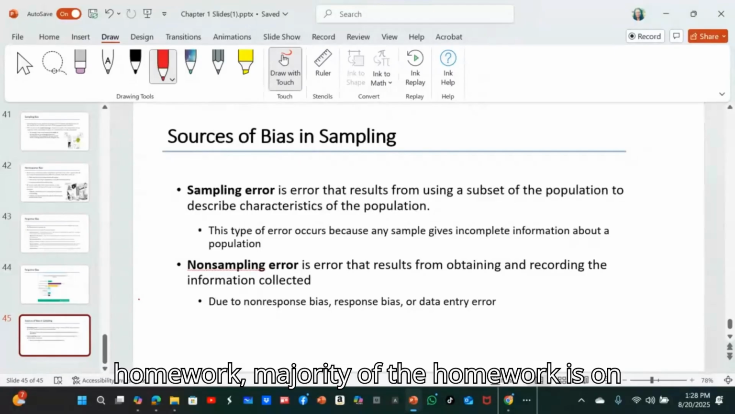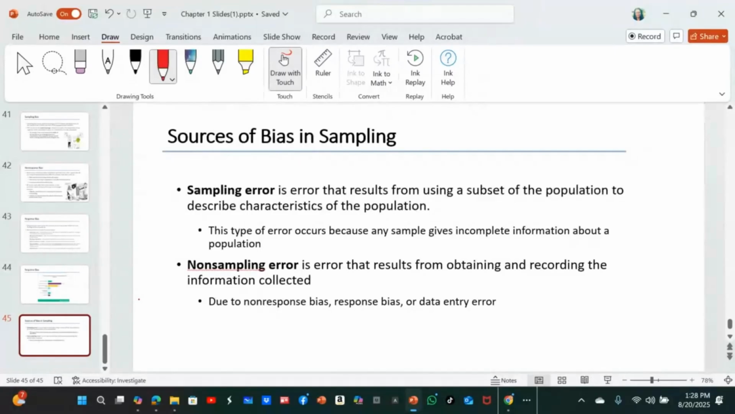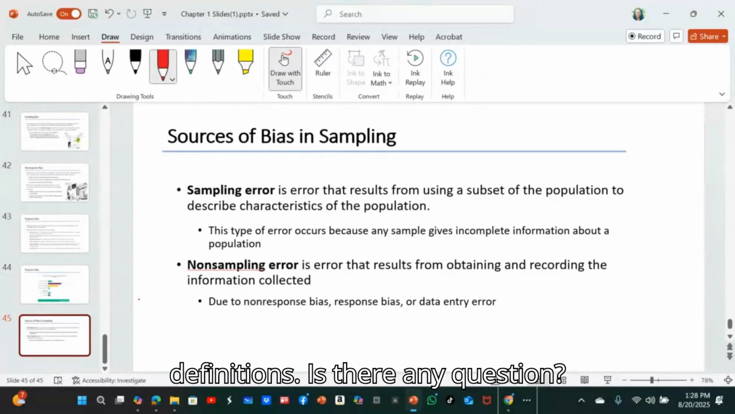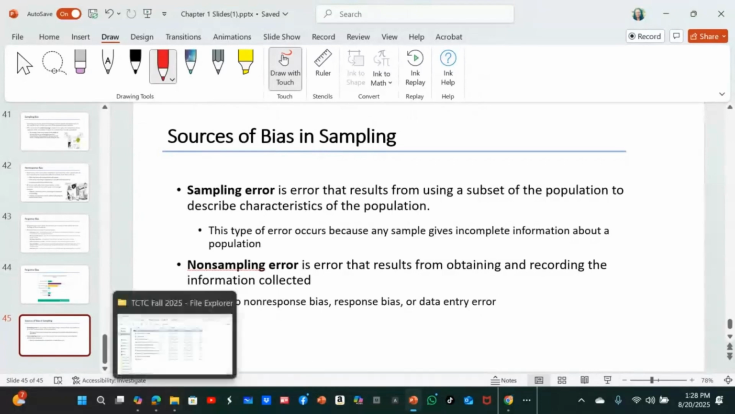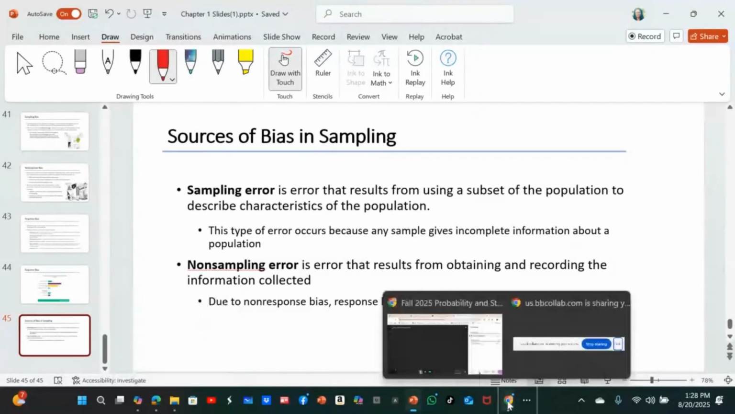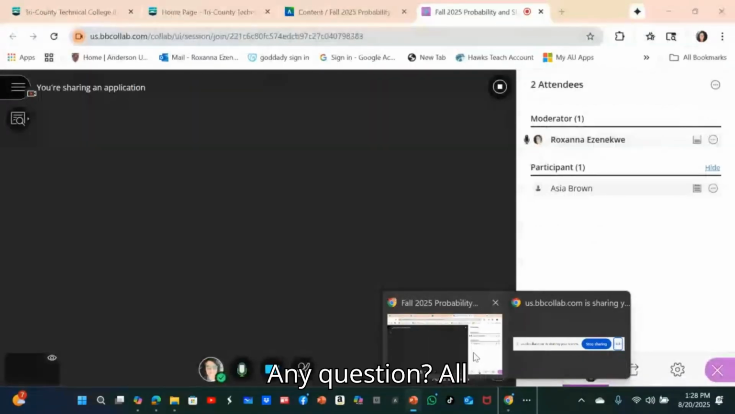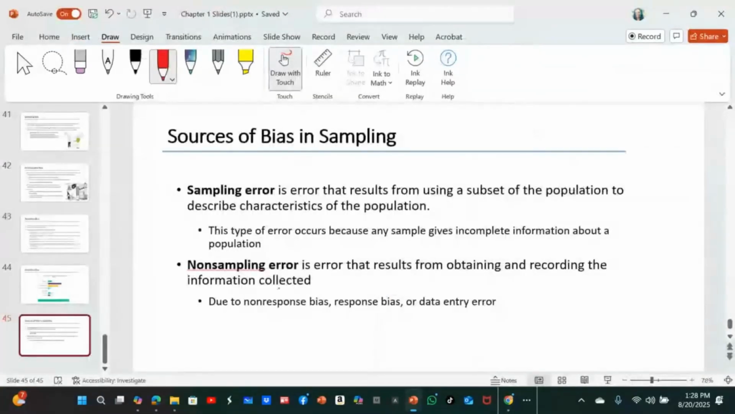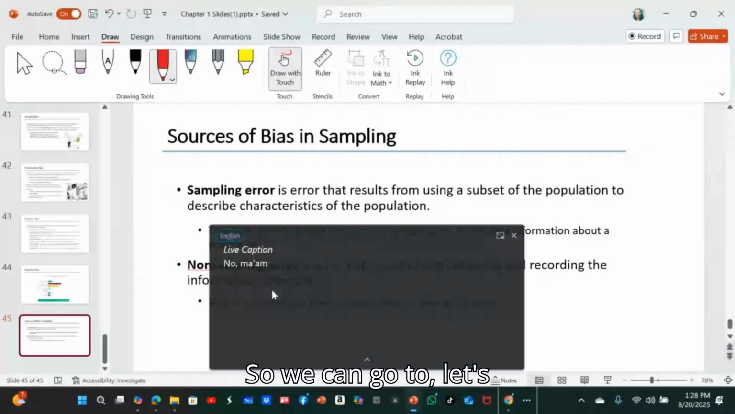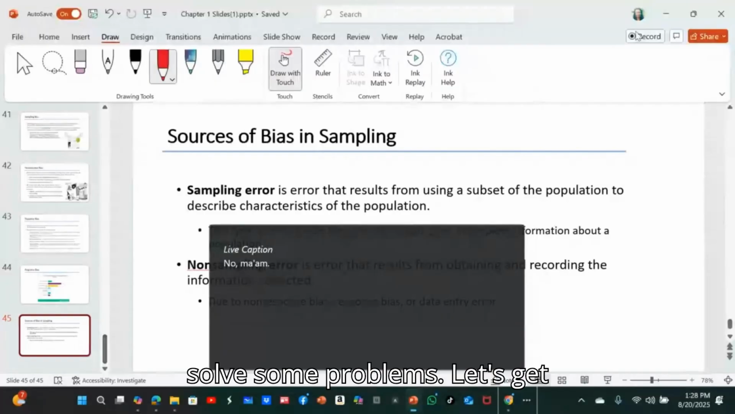The majority of the homework is on definitions. Is there any question so far? Any question? All right. Asia, do you have any question? Okay. Very good. So we can go to solve some problems.